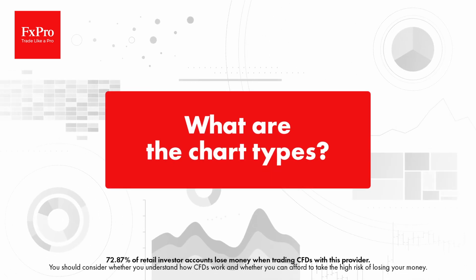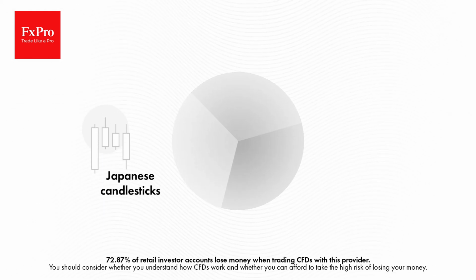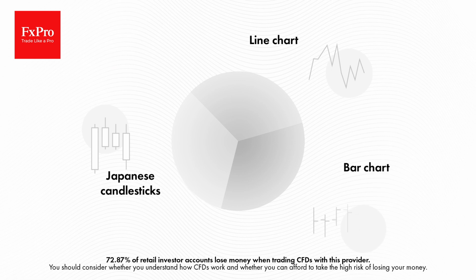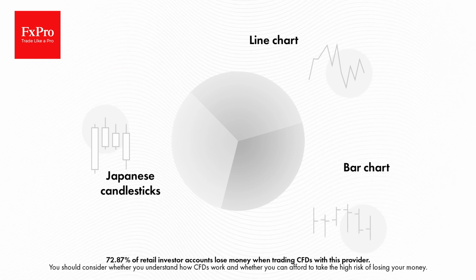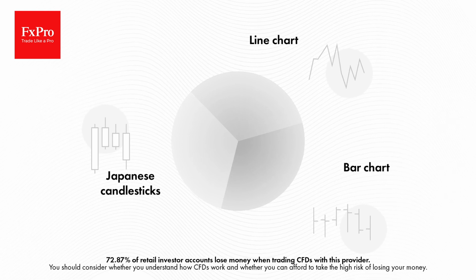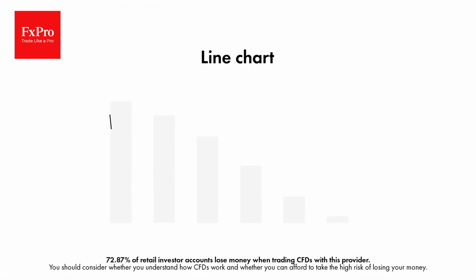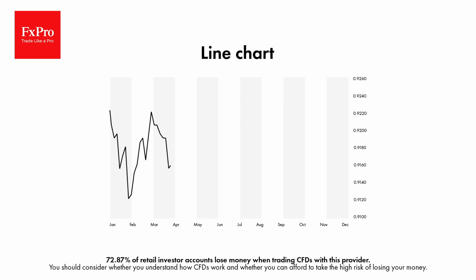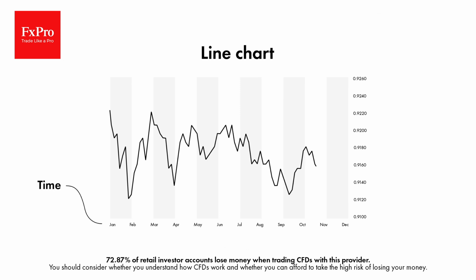What are the chart types? There are three main chart types typically used in trading platforms to plot the price movement of an asset: line, bar, and candlestick. The most basic type of chart is a line chart, which plots only the closing price of the specific time frame, connected by a single line showing how the price generally moved over time.